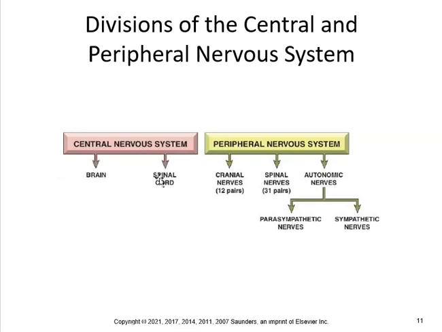So here's a good review. Central nervous system, brain, spinal cord. The peripheral nervous system, 12 pairs of cranial nerves, 31 pairs of spinal nerves. Then you have autonomic nerves that break down into the parasympathetic and sympathetic. So this is a good review for you right there.